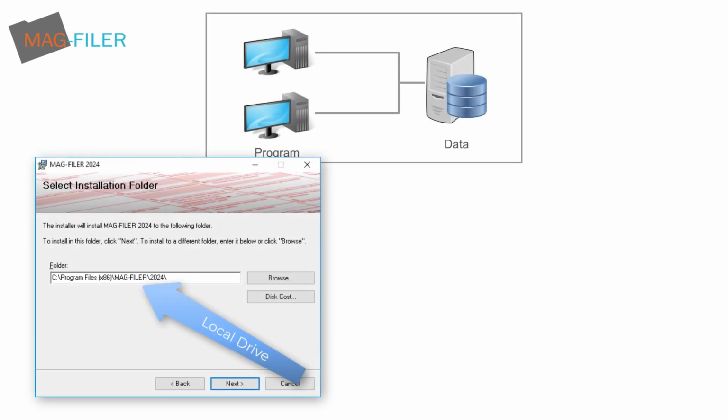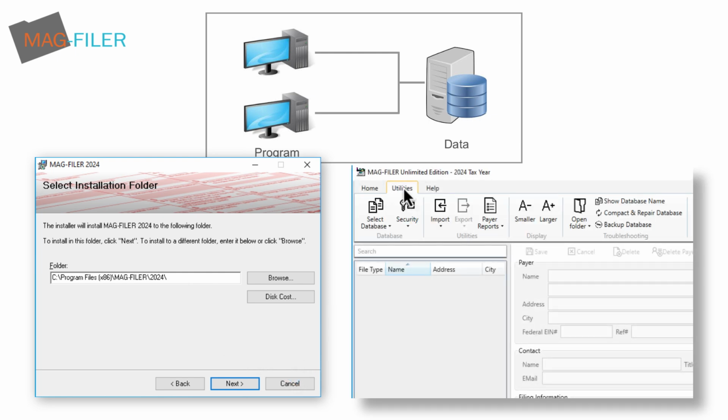The preferred network install is to install Magfiler locally to make sure that all viewers and drivers are installed, and then use the Magfiler utility menu to navigate to where the shared network database is located.